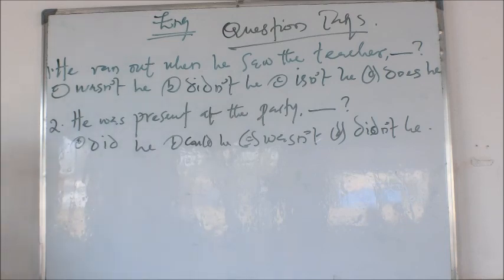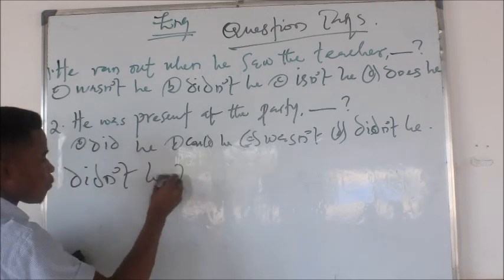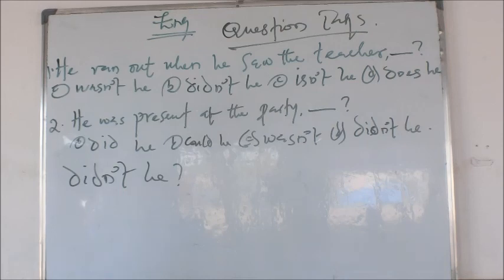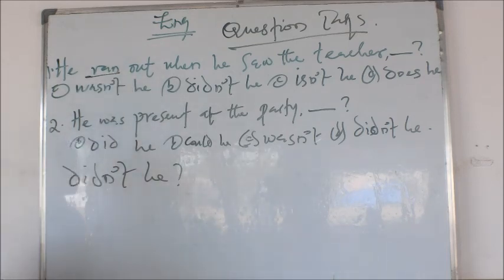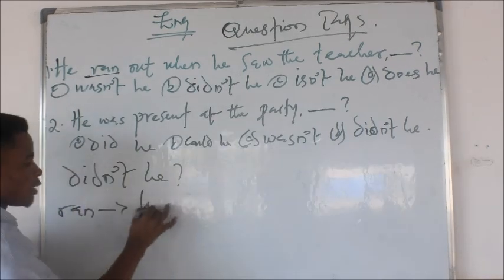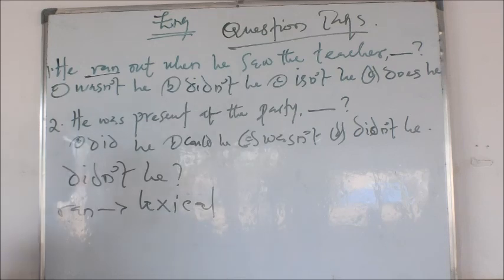What do you think the answer is? Didn't he? Very good. But why? Why have we gone for didn't he? Who can tell me? Very simple. Now this is the verb we are playing with, which is what? Ran. Ran is a lexical verb.